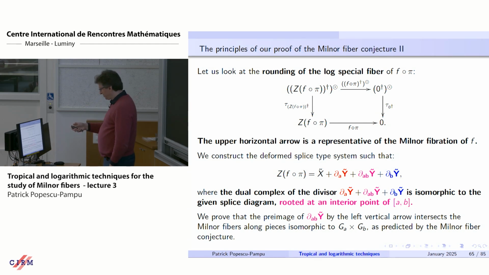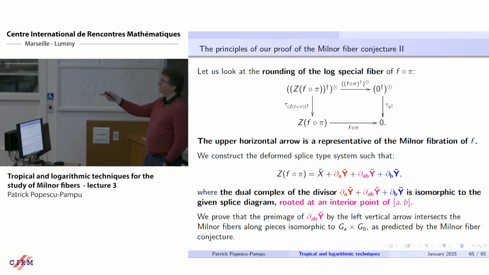So the pre-image of this boundary AB of y tilde here inside, intersected with the Milnor fibers, is GA cross GB. And now we have to prove that what lies above these two other pieces corresponds to the cut Milnor fibers on the A side and B side. So on the A side and B side, we have to look at the analogous diagram.